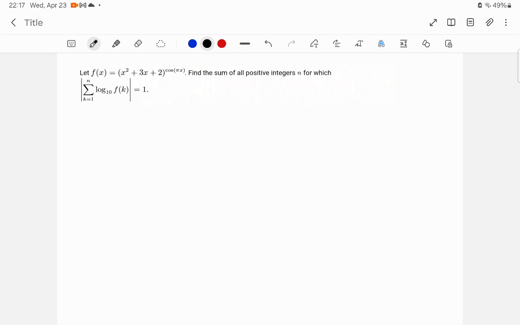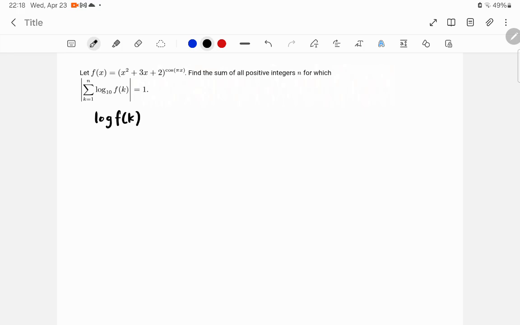We have to find the sum of all positive integers n for which this expression here is equal to 1, or the absolute value of it is equal to 1. Okay, so let's do a bit of experimenting. Let's consider this here. And to save some time, I'm just going to write log base 10 of f of k as just log of f of k.